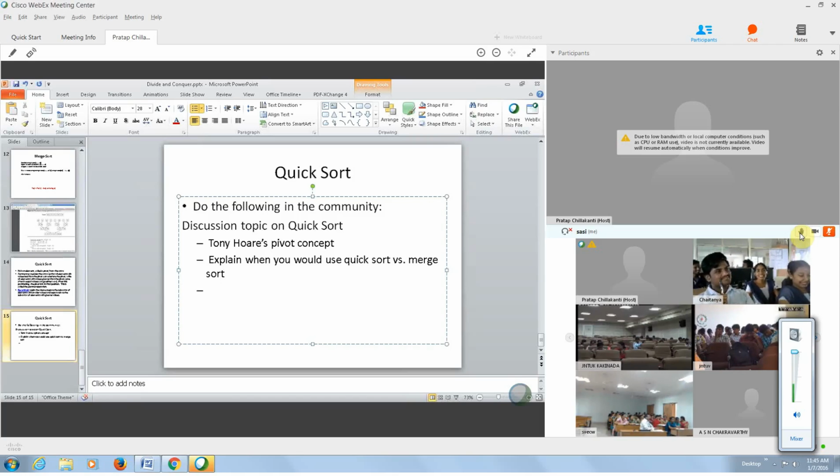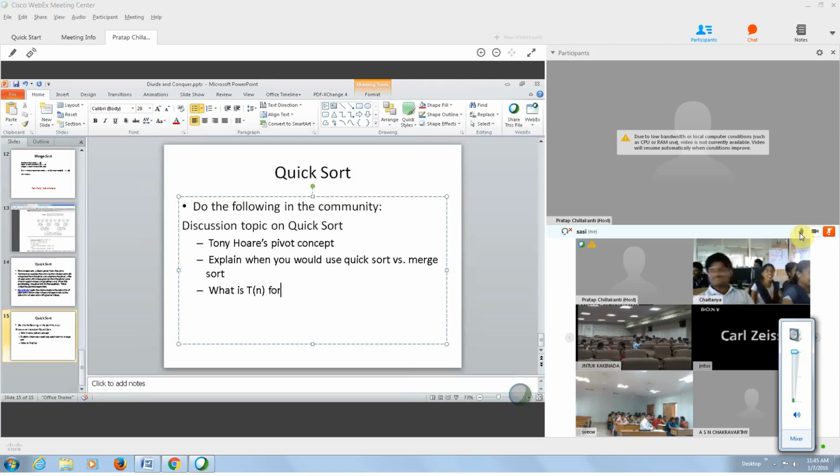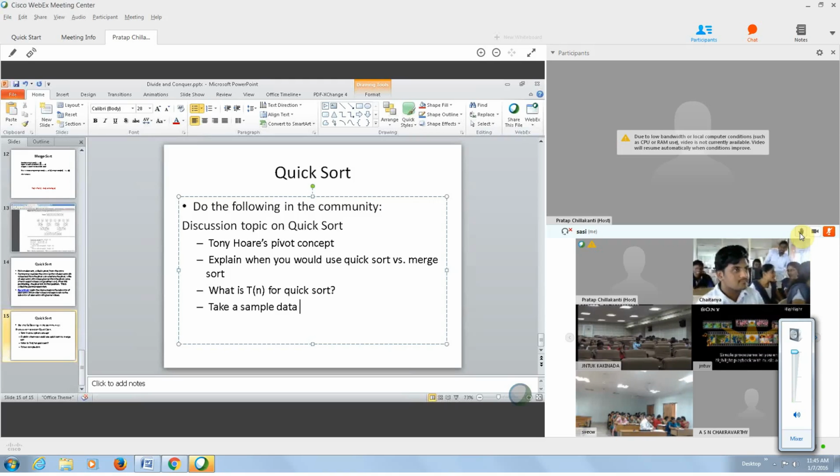And then the third one is what is TN for Quicksort? Okay. Take a sample data set of less than 10 elements.